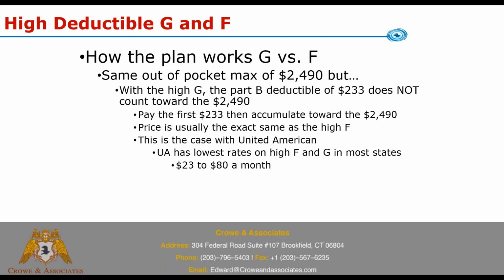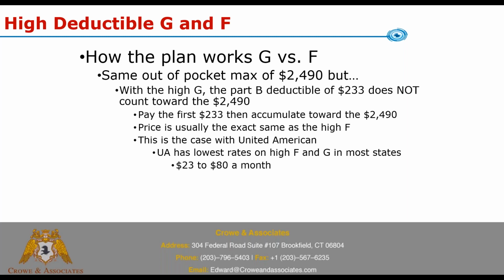I mean, companies will have vastly different pricing between what they're charging from one company to another. But for example, like United American, I bring them up a lot. In pretty much every state, their high deductible F price is the same as their high deductible G price. I bring up United American because we have a contract with a number of companies that offer high G and high F, but United American tends to have the lowest rates in pretty much every state.